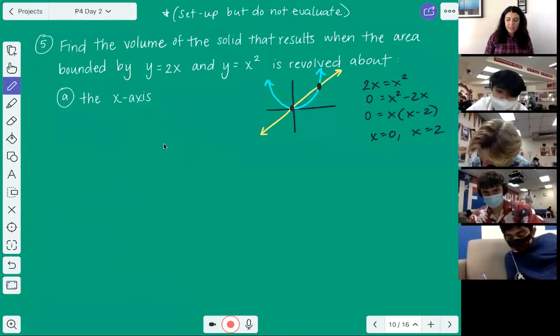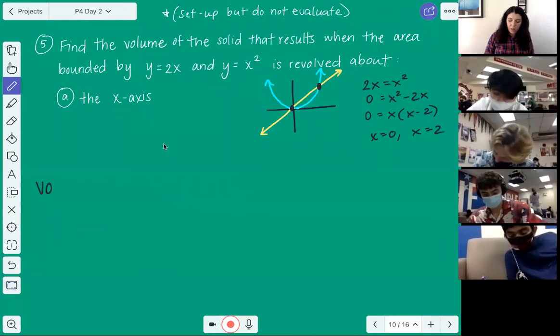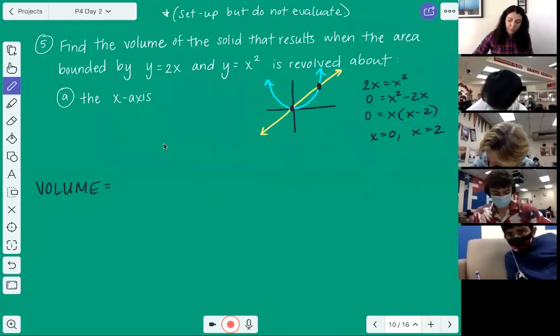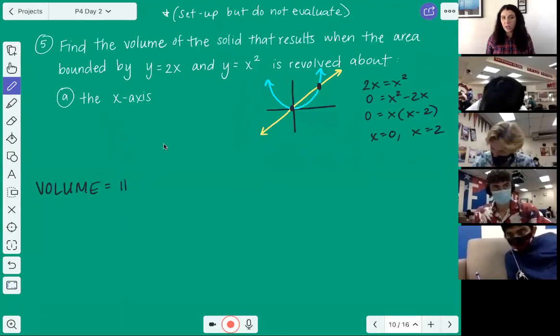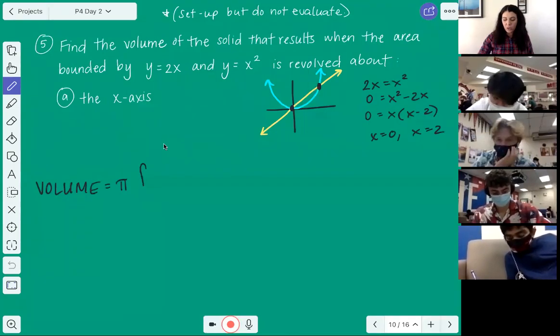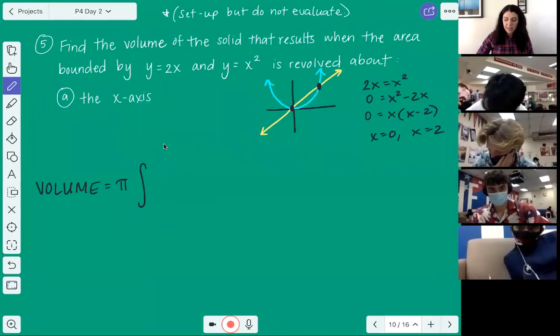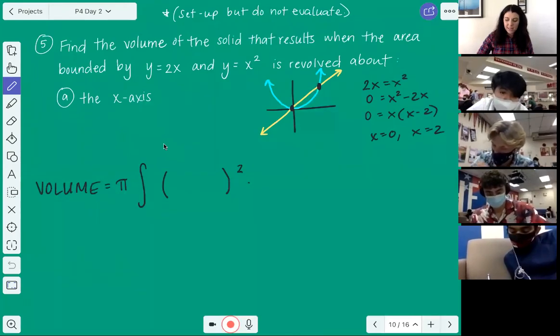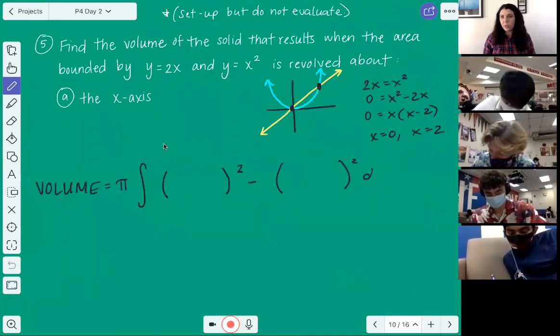Okay, then we're going to set up the bones of our equation, meaning we're going to write volume equals, we have a pi that's out in front, an integral, and then something squared minus something squared. And in this case, we're going to do dx because everything's in terms of x. We'll talk about when to use dy.